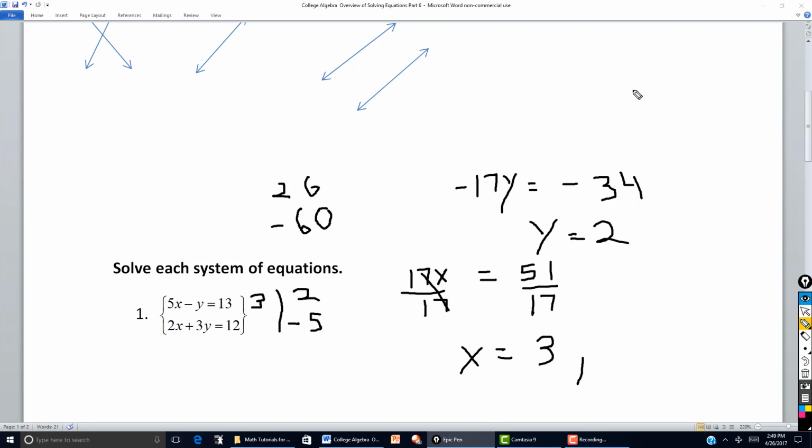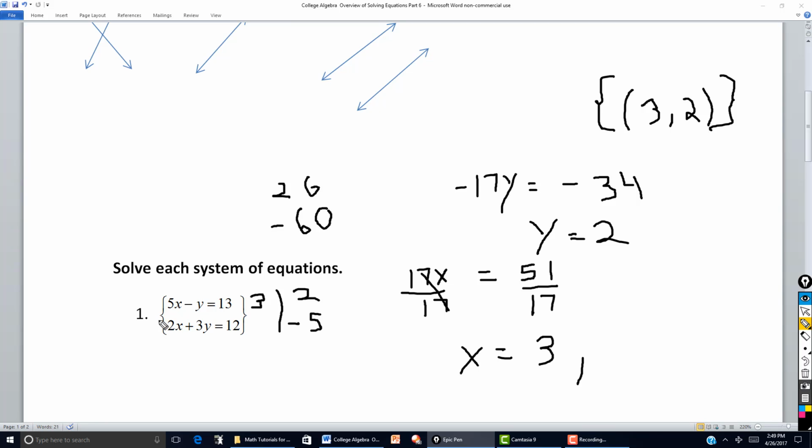Okay, so the solution set consists of x equal 3, y equal 2. So we can give the answers x equal 3, y equal 2. We can write it as an ordered pair, or we can use a solution set like this.